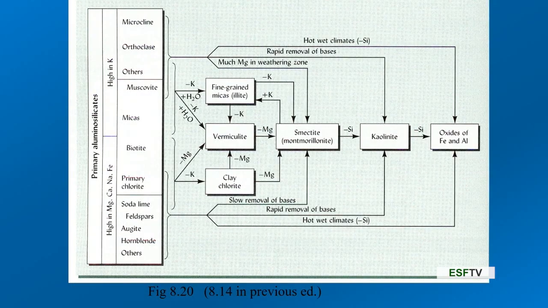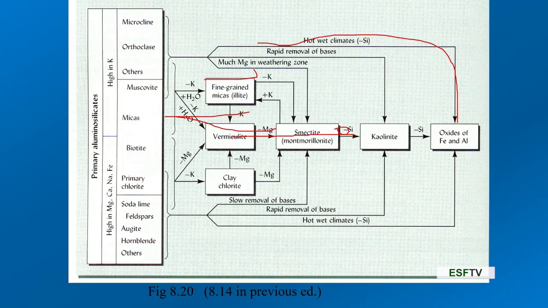Those continue to weather. Those vermiculites can weather to smectite as we remove more and more magnesium. And the smectite can weather to kaolinite as we remove silica. So progressive weathering, alteration, removing of silica. Or you can have this very intense weathering, hot, wet climates, and get recrystallization, and go directly to oxides of iron and aluminum. So more intense weathering, more toward the 1-to-1 clays, and then more toward the iron and aluminum oxides.